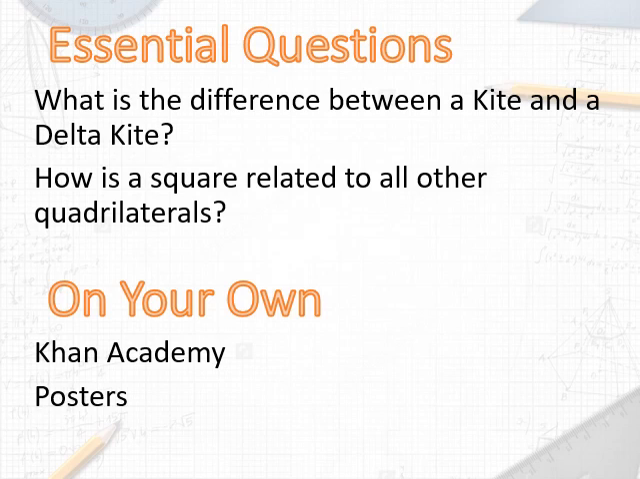How is a square related to the other quadrilaterals? A square basically has all of the properties of all the other quadrilaterals. The only one it doesn't have is the delta kite. So it does not have a reflex angle. It's not possible to make a square with a reflex angle.